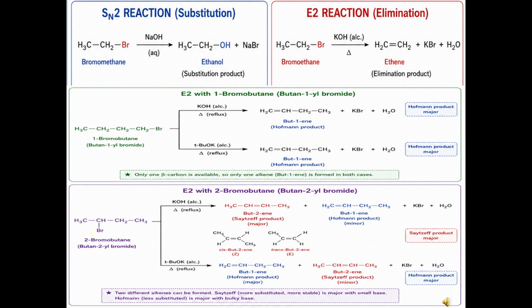In 2-bromobutane, the carbon attached to bromine is the alpha carbon, and there are two beta carbons on either side containing beta hydrogens. The base can remove hydrogen from either beta carbon. Removal from the less substituted side forms but-1-ene, the Hofmann product, while removal from the more substituted side forms but-2-ene, the Saytzeff product. Because but-2-ene is more substituted and more stable, it becomes the major product when small, strong bases are used. However, bulky bases prefer the less hindered beta hydrogen and mainly produce the Hofmann product.